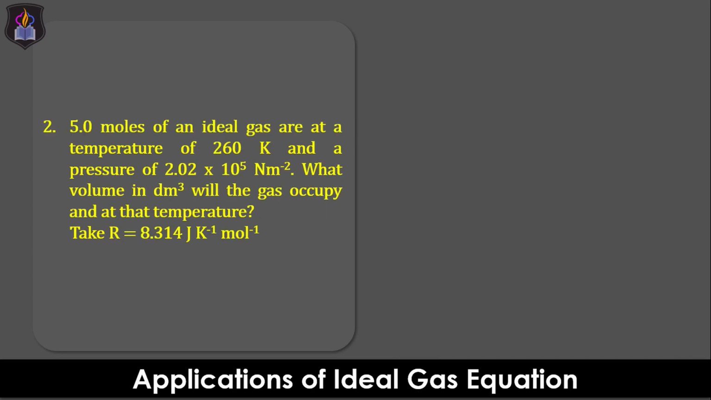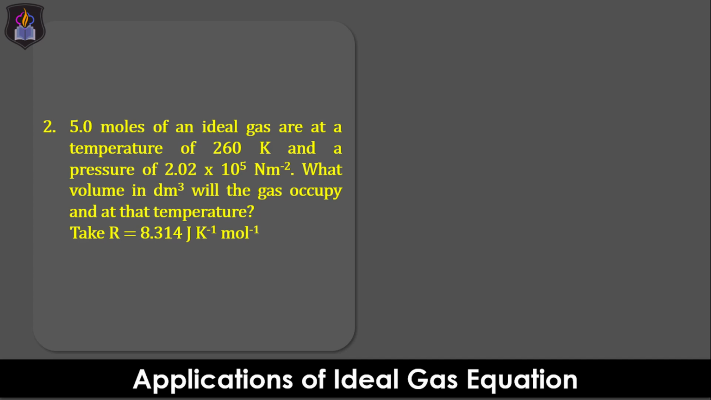Question 2. 5 moles of an ideal gas are at a temperature of 260 Kelvin and a pressure of 2.02 × 10^5 Newton per meter squared. What volume in dm³ will the gas occupy at that temperature? Take R to be 8.314 joules per Kelvin per mole.